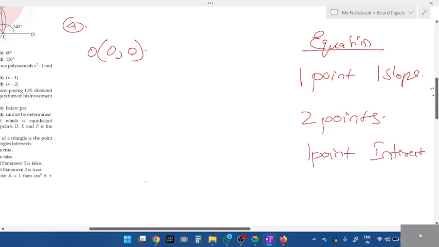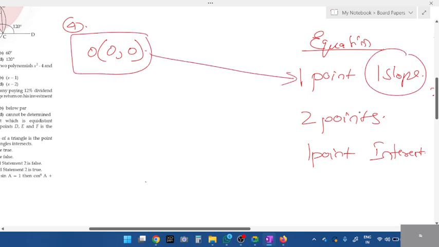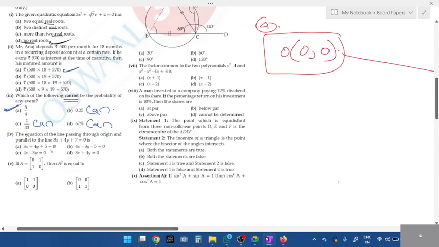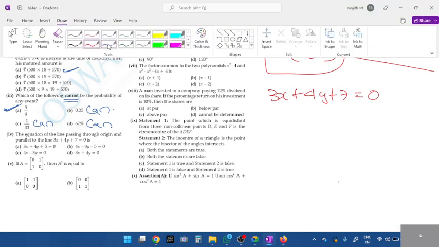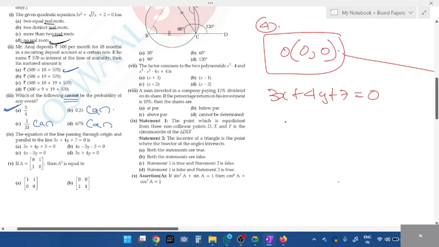What is given here? Already one point is given. What's the other option? You have to find the other point. If not, you can use one slope, right? Let us use this equation. What is the equation given? 3x plus 4y plus 7 is equals to 0. What kind of equation do we have to use? Slope intercept formula. What is the slope intercept formula, students? y is equals to mx plus c. Only then you'll get the slope here, right? In this equation.